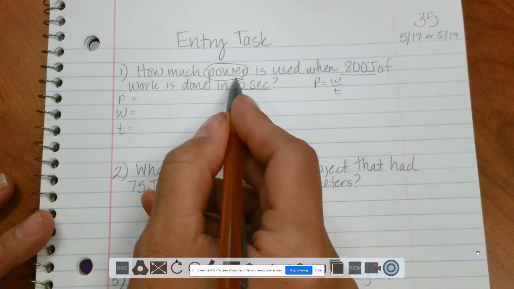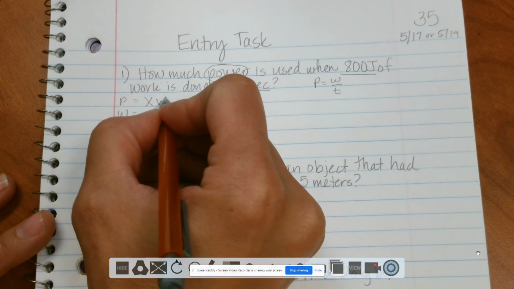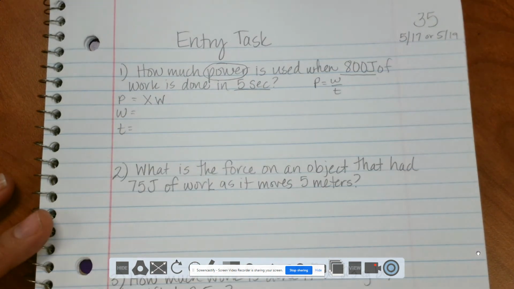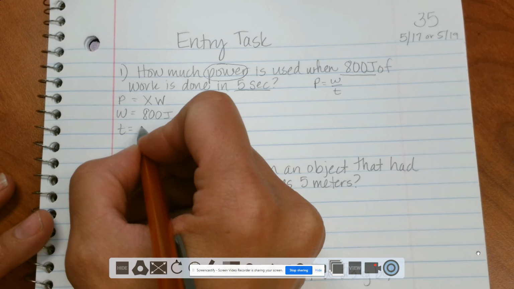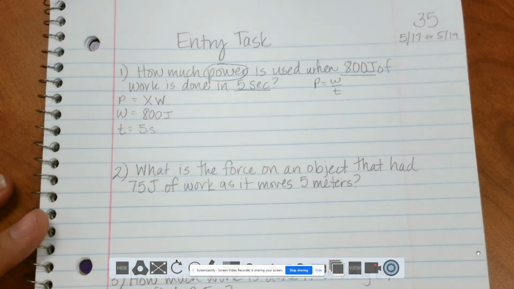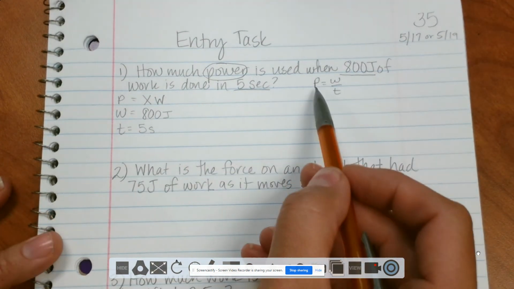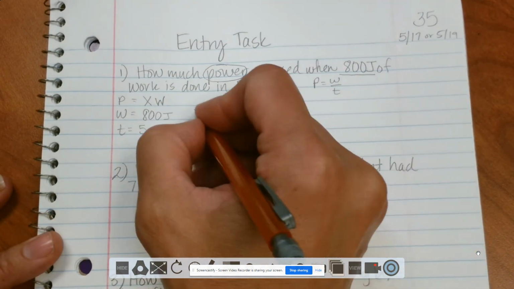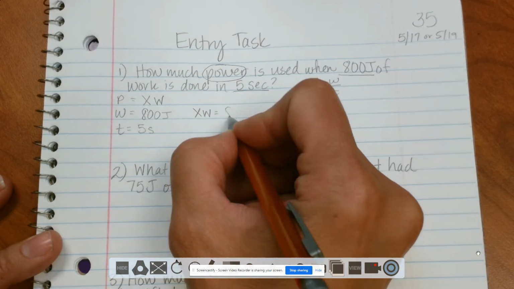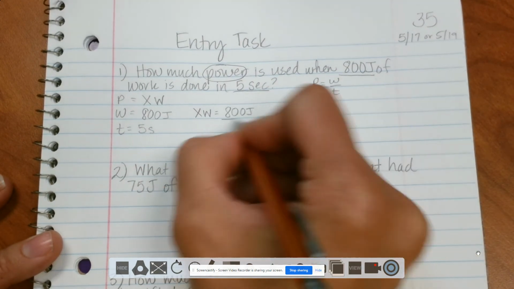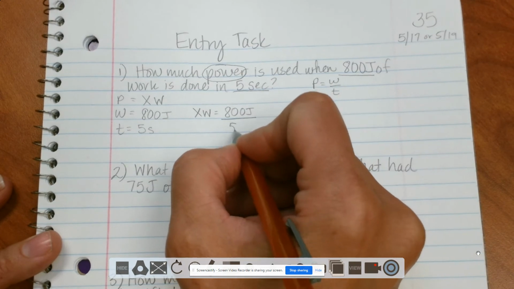Power is what we're looking for. That's going to be X watts. Work is given to us, 800 joules. And time is given to us, 5 seconds. So just plugging it into this equation, my P is X watts, what I'm looking for. My W is 800 joules of work, and I'm going to divide that by my time of 5 seconds.